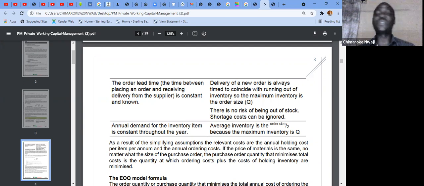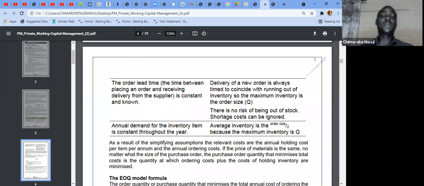Well, all these are unrealistic assumptions, but we have to use them for the sake of understanding this topic. So there is no risk of being out of stock. Shortage stock, then shortage cost can also be ignored. So you don't have stock-out cost, and so in our formula, shortage cost will be ignored.